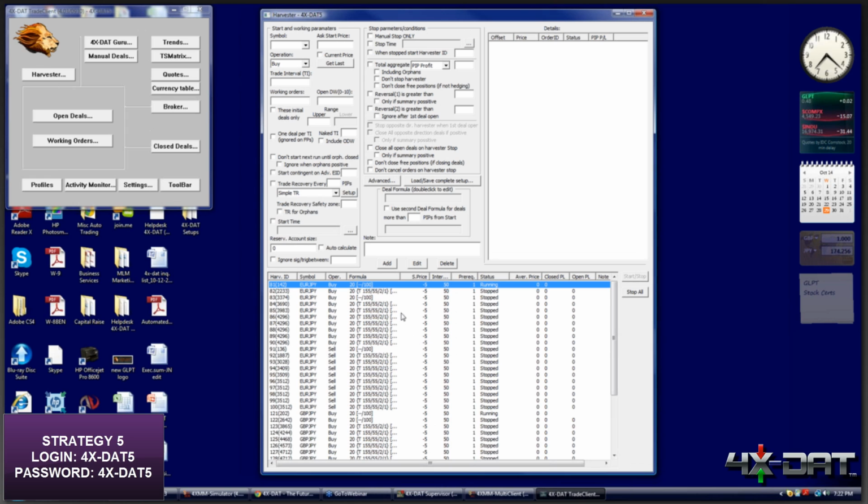Going back to the algorithms, we have I believe 40 algorithms altogether. 10 euro yen buys, 10 euro yen sells, 10 pound yen buys, and 10 pound yen sells.